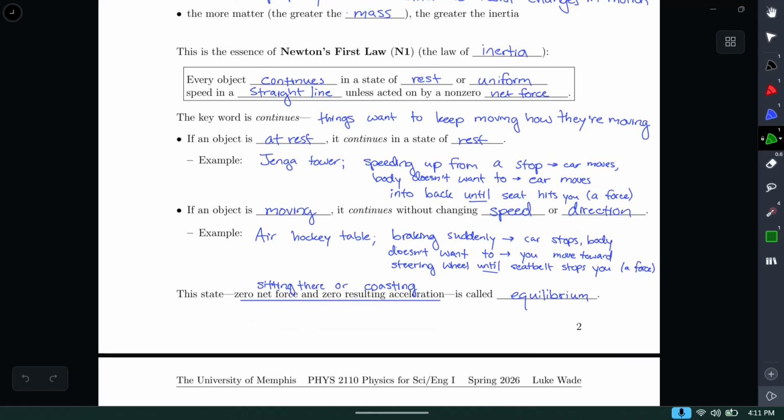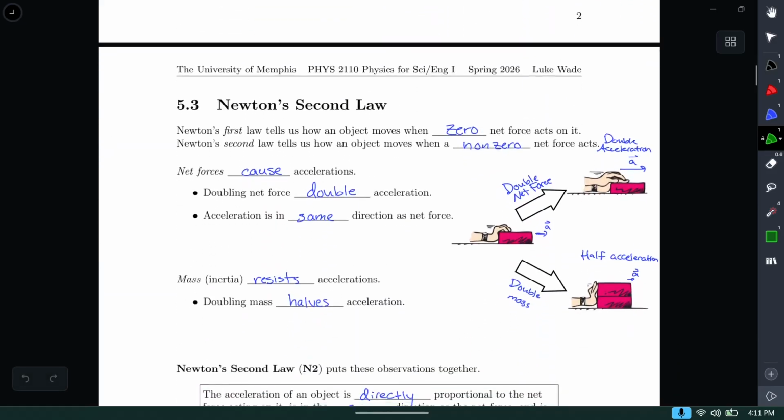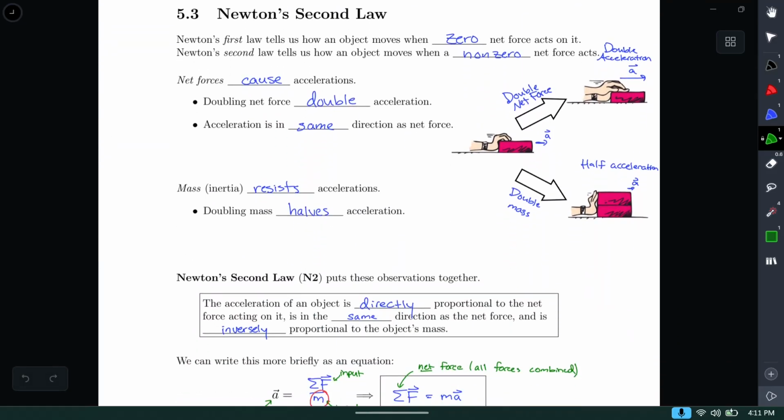How much it speeds up, slows down, or turns when a net force is present is the content of the second law. It says that the size of that change, which is what we call acceleration, the change in motion of something, the size of it depends on how large the net force is. The larger the net force, the larger the acceleration. It also depends on how large the thing you're trying to move is. Depends on its mass. The larger that mass, the smaller the acceleration will be. It's harder to move bigger things.